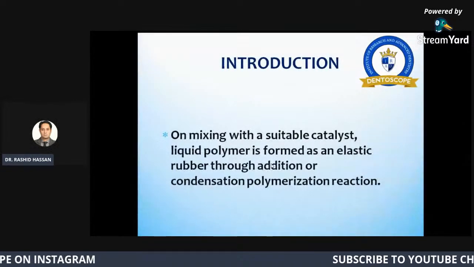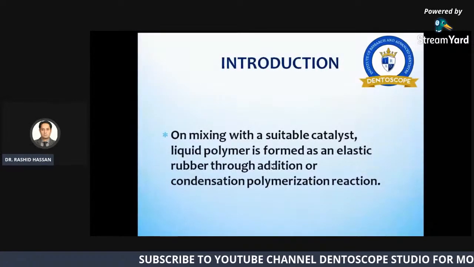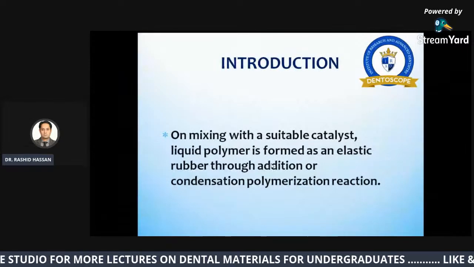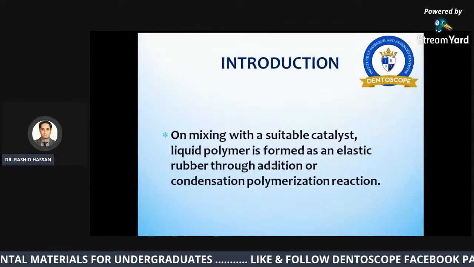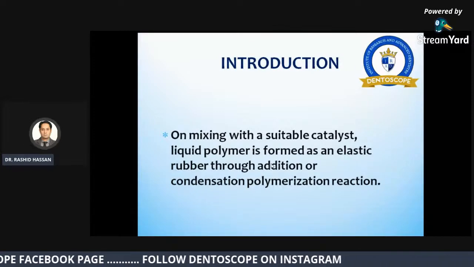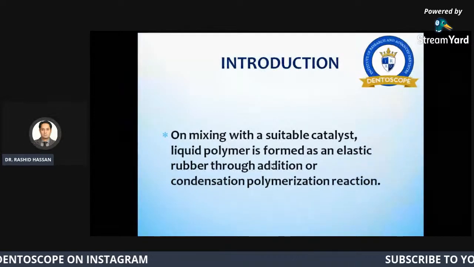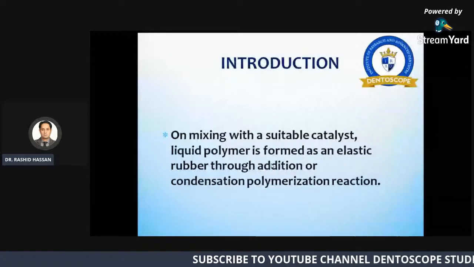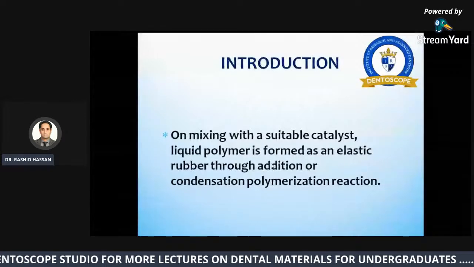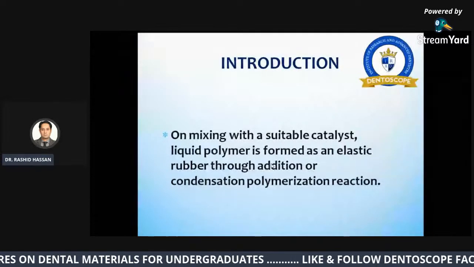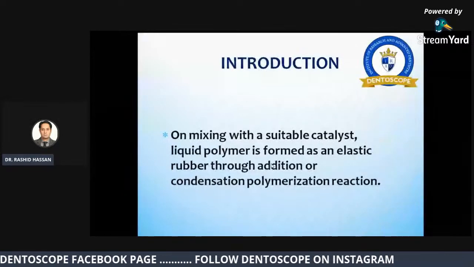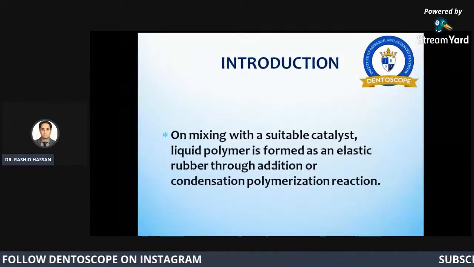They are mostly in the form of a paste-paste formulation. There is a catalyst paste and then a base paste. These two pastes are mixed together to form an elastic rubber-like material. This is basically a rubbery material having elastic properties. All the elastomeric impression materials exhibit excellent elastic recovery. A few have slightly less percentage of elastic recovery, but they all have excellent elastic recovery as compared to the other materials, like the aqueous hydrocolloids.